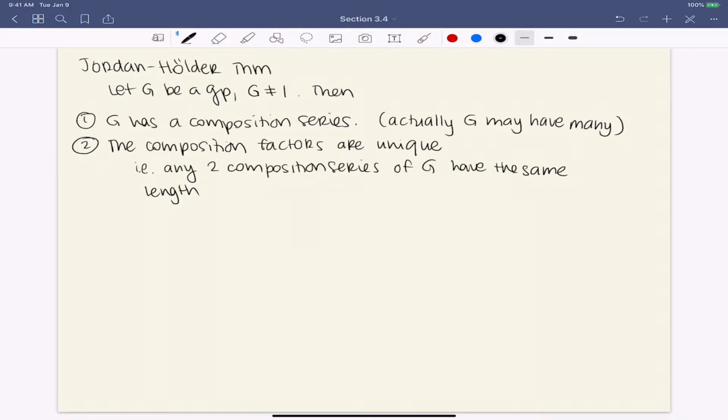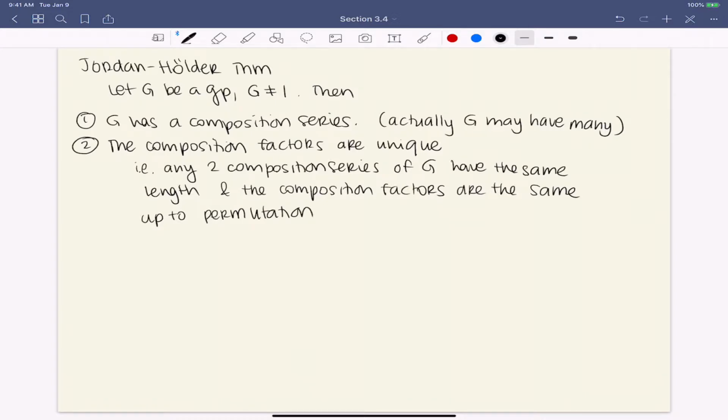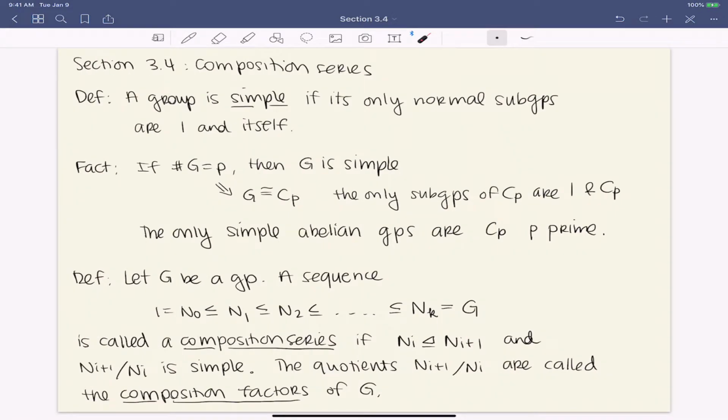And the composition factors are the same. So these quotients are the same up to permutation. I'm not saying that they'll show up in the same order. So here, you might have this quotient C2, and then this quotient be A5, and in a different composition series, you might have A5 down here and C2 up here. But the point is that if C2 appears in one of the composition series, it'll appear in any composition series for G. And if C2 appears twice, as this quotient and that quotient, it's going to appear exactly twice in every composition series for G, etc.